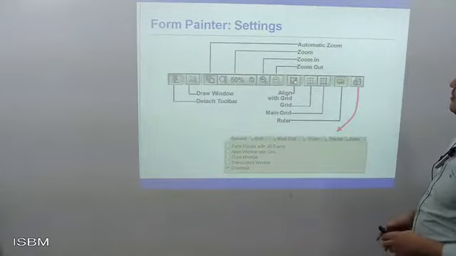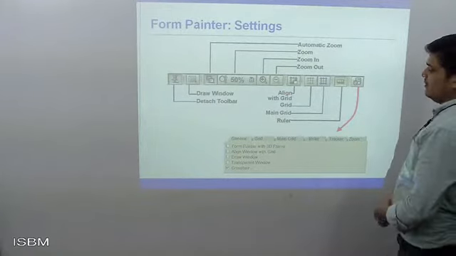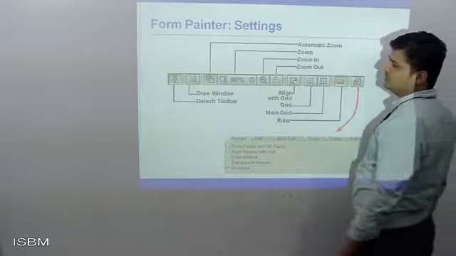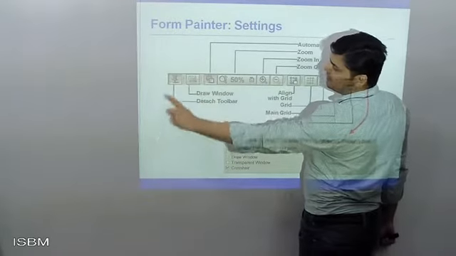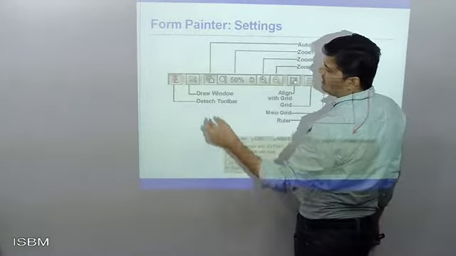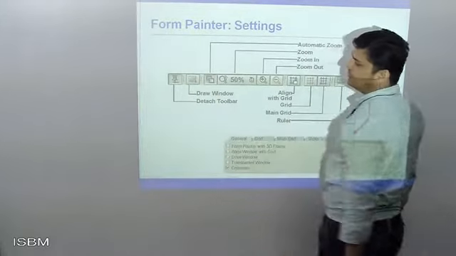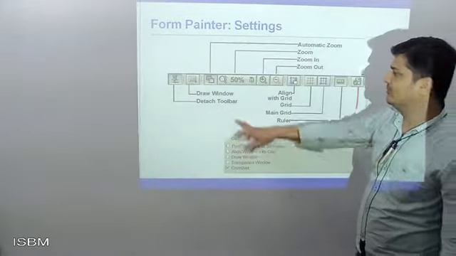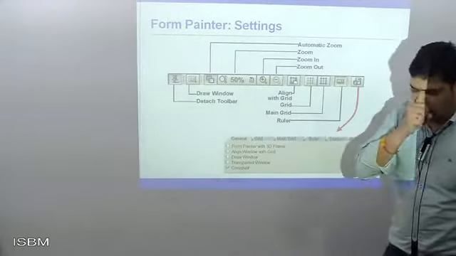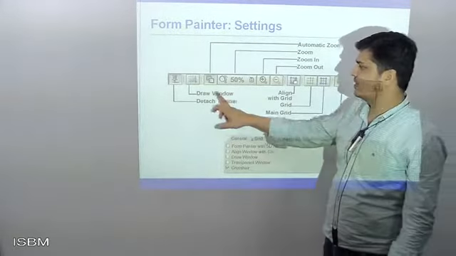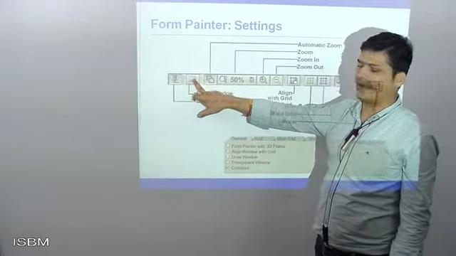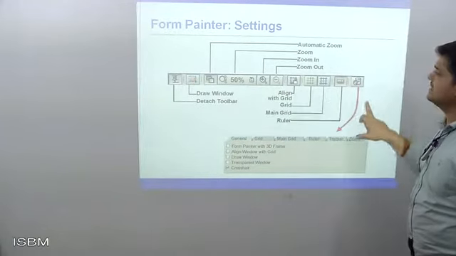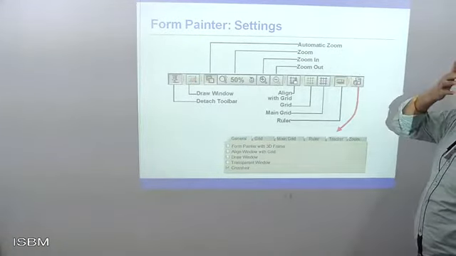Then you can see the form painter settings. In the form painter settings, we have different menus. In the toolbar, we have a detached toolbar. We have draw window. You can draw the window from here. If you know the size, you can directly drag this window and create it in the form.